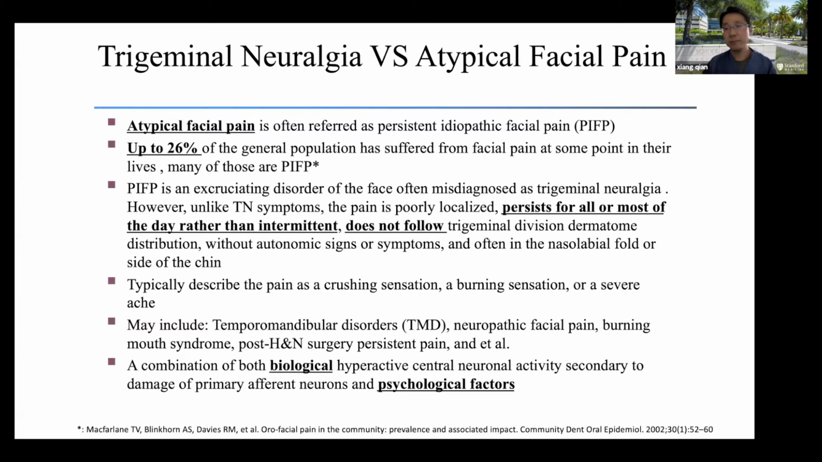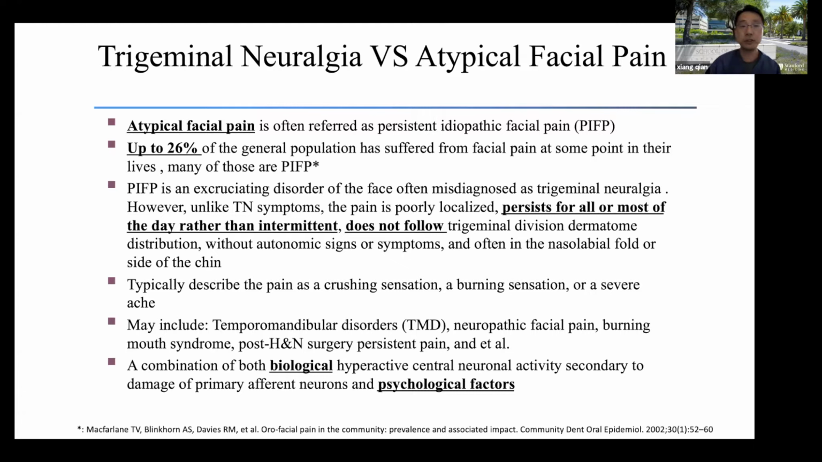So again, I mentioned atypical facial pain. I want us to spend one slide here. So what exactly is atypical facial pain? You would also hear this term as idiopathic facial pain, persistent idiopathic facial pain, PIFP. The incidence of atypical facial pain or PIFP is much higher than trigeminal neuralgia. People estimate that up to 26% of the general population will suffer from this pain at some point in their life.